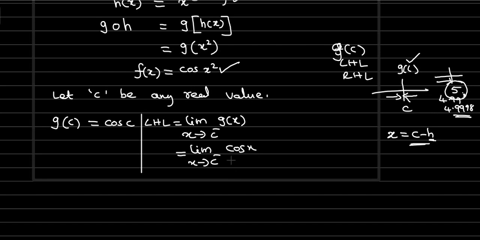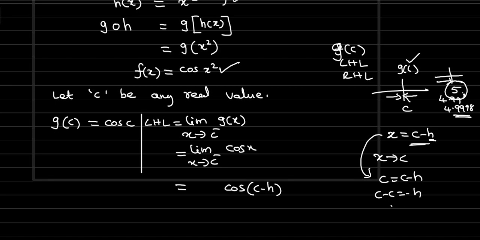Okay, so now I am going to replace x with c minus h. Now the interval will also change. Here x is approaching c, right? That means we are going to make a substitution x as c. Let's replace x with c: c equal to c minus h. Then c minus c equal to minus h. Then c minus c is 0, so minus h, that means h equal to 0. h approaches 0. So if x approaches c, h approaches 0.